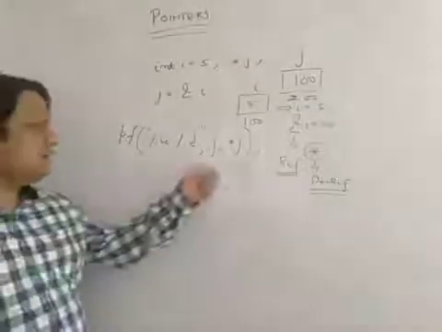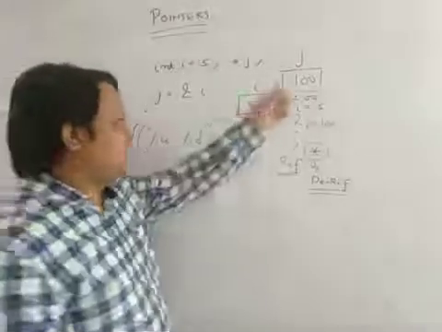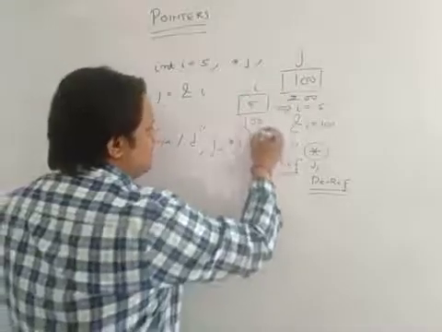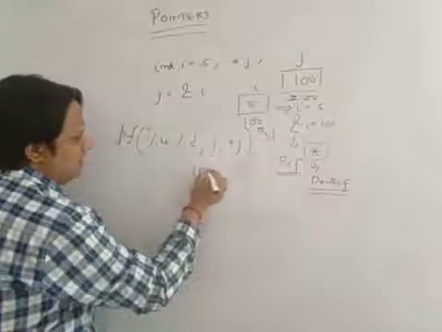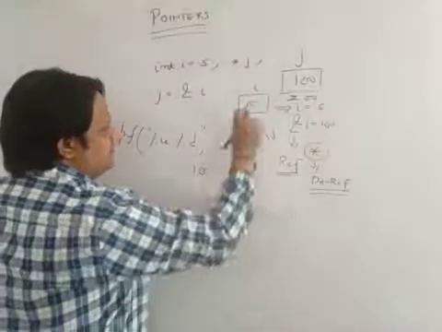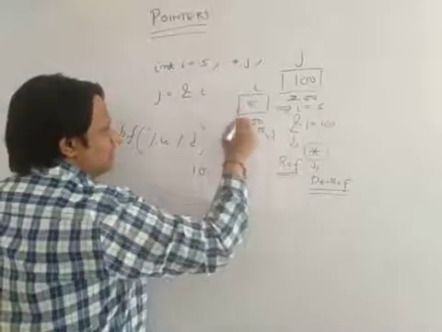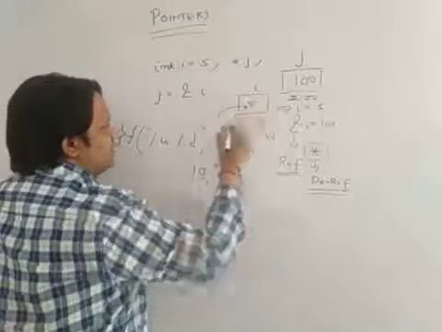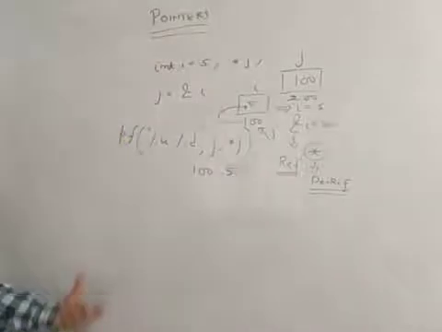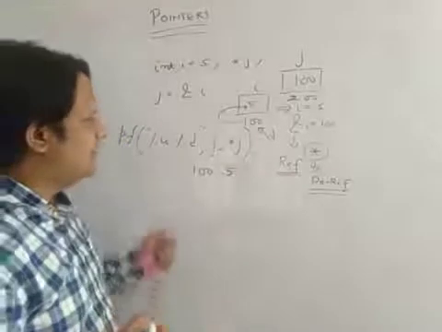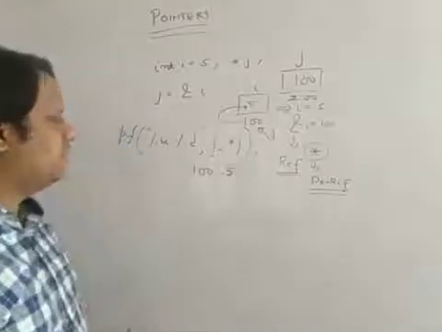Now here I am printing the value of j. It means the value of j is 100. It means your j is pointing at 100. So the value of j is 100, and *j means the value at the address, and the value at the address is 5. So this is how you can fetch the value of a variable by using the concept of pointers.